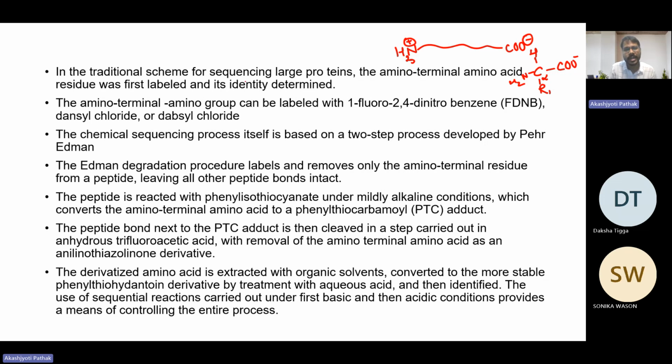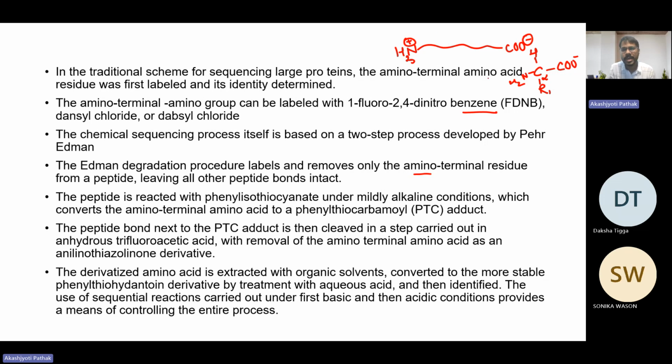So how is that done? Basically, this protein is first labeled with the compound 1-fluoro-2,4-dinitrobenzene. This 1-fluoro-2,4-dinitrobenzene can form a bond with the amino group present in the N-terminal end, and then through a process of Edman degradation, we can sequence our protein. In the next slide, we will understand how this Edman degradation is done with the help of a figure. But what is Edman degradation? This Edman degradation procedure labels and removes only the amino terminal residue from a peptide.